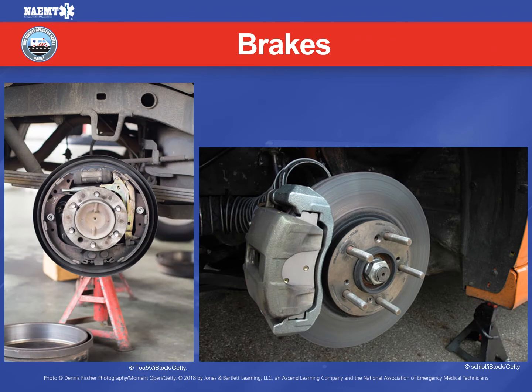All right, let's talk a little bit about drum brakes, which is the one pictured on the left of your screen. These brakes have a circular wheel hub with two semicircular brake shoes. When the brake pedal is depressed, a piston pushes the brake shoes against the brake drum, slowing the vehicle down.